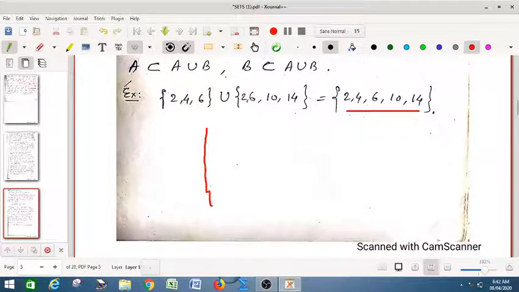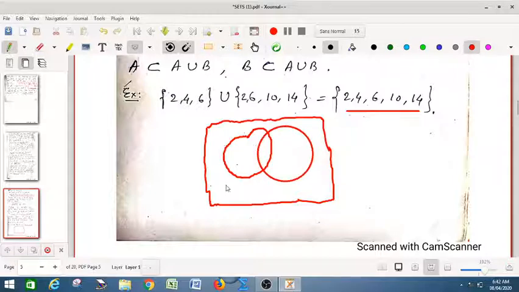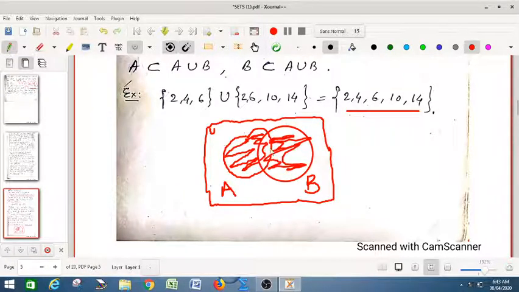Let's have a Venn diagram. Venn has introduced a beautiful concept to describe sets. So this is the Venn diagram. This is set A and this is set B. This square is the universal set. So what is the union of A and B? You take all the elements of A, and you take all the elements of B. There are some common elements also, and those are also included. So your A union B is nothing but those elements either in A or in B or in both. So this is the concept of union. Look at the examples and look at the Venn diagram also.